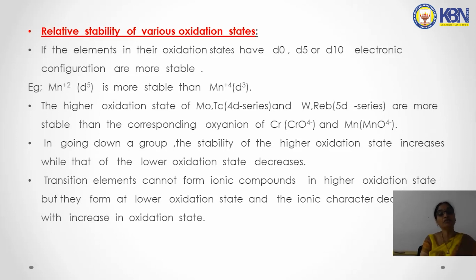So in going down a group, the stability of the higher oxidation state increases while that of the lower oxidation state decreases. Transition elements cannot form ionic compounds in their higher oxidation states, but they can form ionic compounds in their lower oxidation states. Also, the ionic character decreases with increasing oxidation state of transition elements.